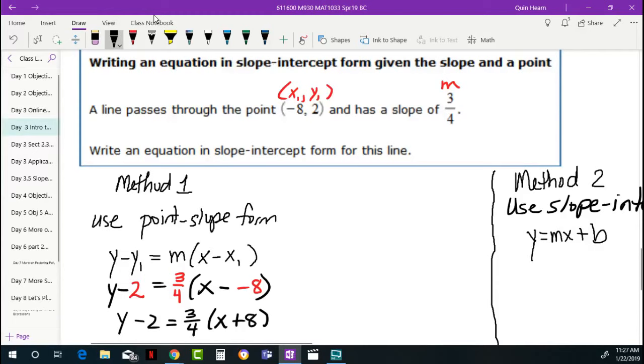All right, so at this point, it's pretty much always the same. You're going to distribute through the parentheses. So you have y minus 2 equals 3/4 times x plus 3/4 times 8.